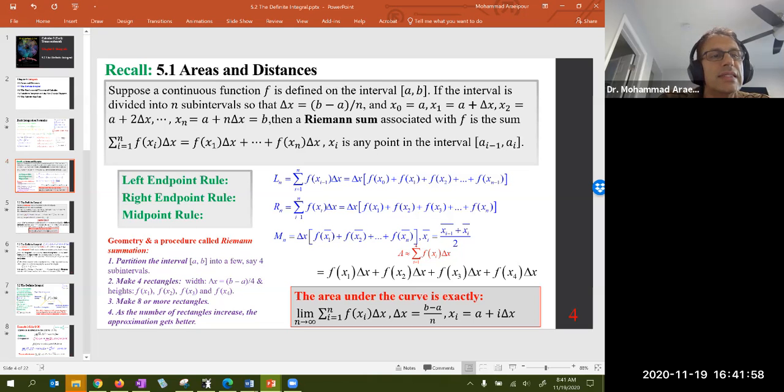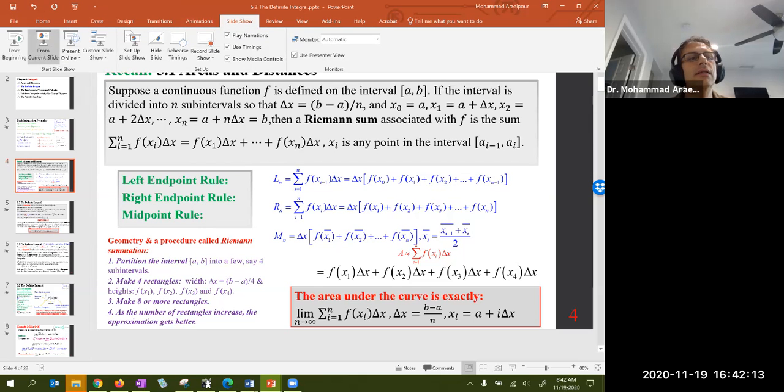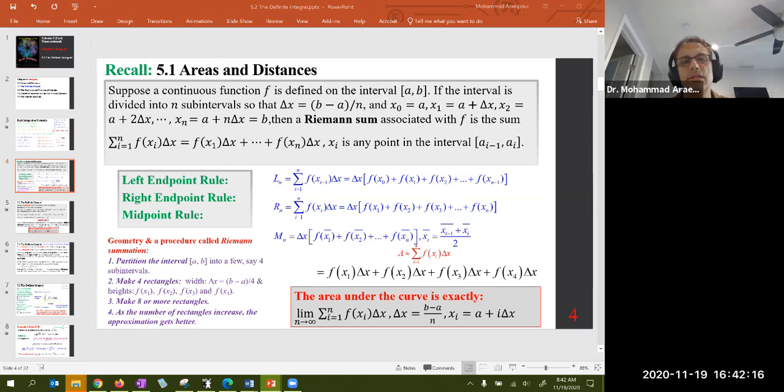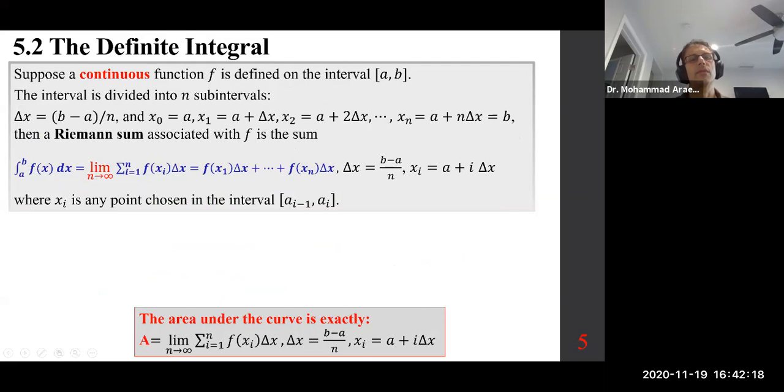It becomes an exact answer when you take the limit and you let n go to infinity. That becomes an approximation, class, okay? So that's the idea behind this. And so the Riemann sum gives us the following definition.